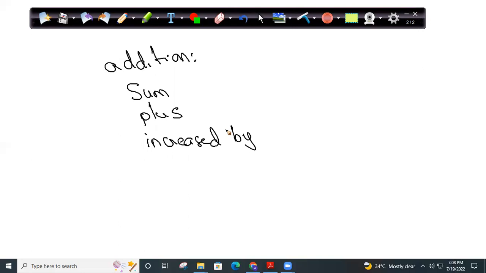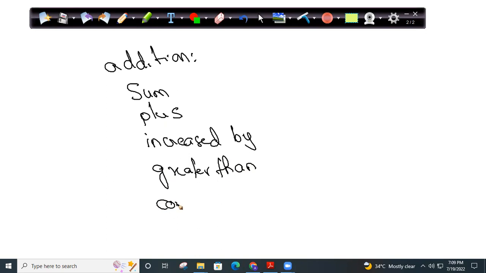So what are the different ways addition can be generally asked? Sum of x and y, x plus y. X is increased by y, means again it represents x plus y. Correct, right? We can also say greater than. Increased by is also called greater than.